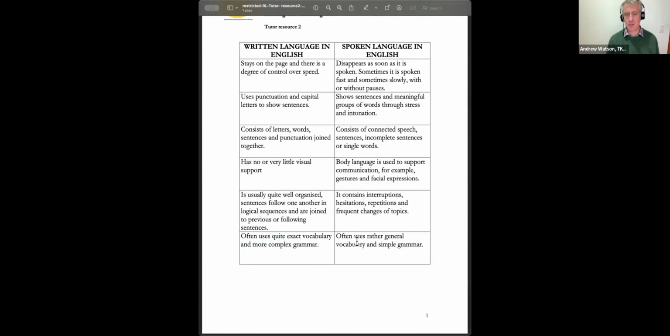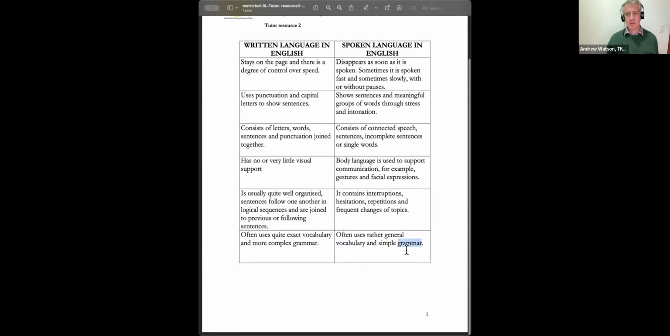Spoken language, by contrast, uses rather general vocabulary because usually the speakers are so involved in what they're saying they don't necessarily think about the vocabulary as carefully as they would when they're writing, right? Or they don't have access to a dictionary, right? So they can't look up words. Whereas if you're writing, you can go online and go to a thesaurus to find different vocabulary and even research the grammar.